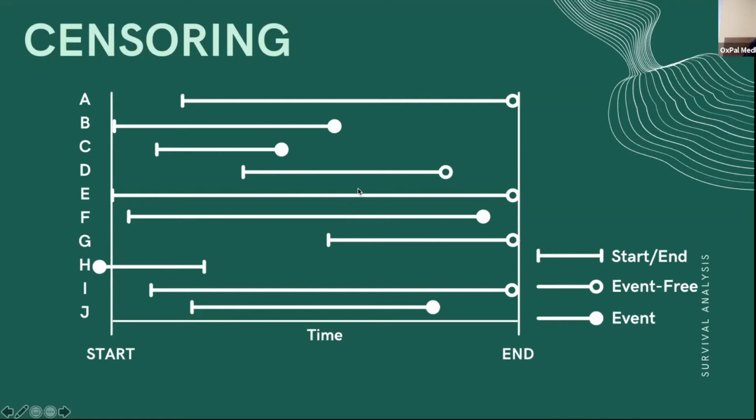Is that clear? So here, those hollowed out dots within the observation period are right censored, meaning they are event free during this period. And those that have the full dots within the observation period are not censored. This B, C, F, and J are not censored because they experienced the event. All right, is that any clearer? A bit clearer, hopefully.